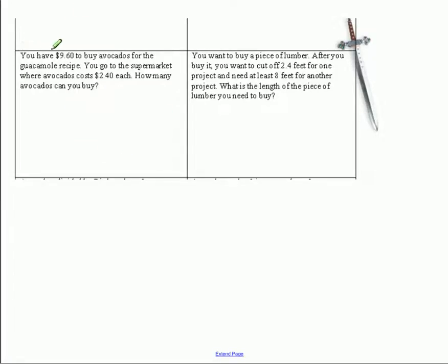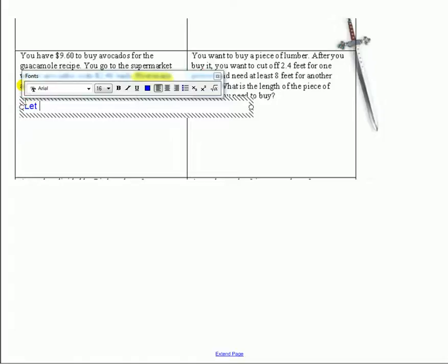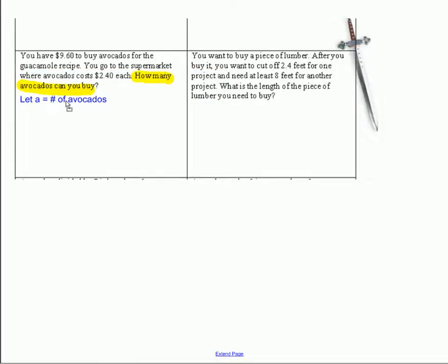You have $9.60 to buy avocados for a guacamole recipe. Guacamole sounds good. You go to the supermarket where avocados cost $2.40 each. How many avocados can you buy? That's what I'm looking for, and that's what my let statement's going to be. I'm going to call it A for avocados. Let A equal the number of avocados. Or you could just write avos if you don't have enough room.